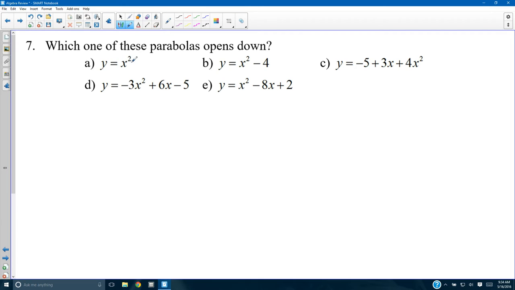This is written in standard form. And by standard form, I mean descending order of degree, squared to first power to 0 power. Standard form, not standard form. Let's see what this one is in standard form. It'll be 4x squared plus 3x minus 5.